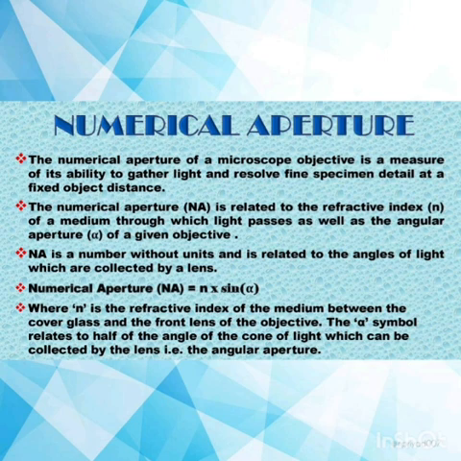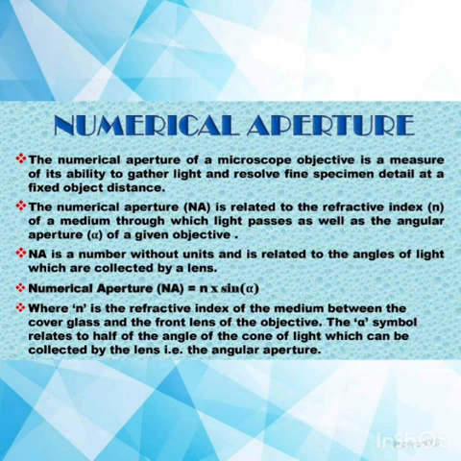So numerical aperture is a number without units and is related to the angles of light which are collected by a lens. So numerical aperture can be expressed and determined by the following formula, that is NA is equal to small n into sin alpha, where small n is the refractive index of the imaging medium between the front lens of the objective and the specimen cover glass.